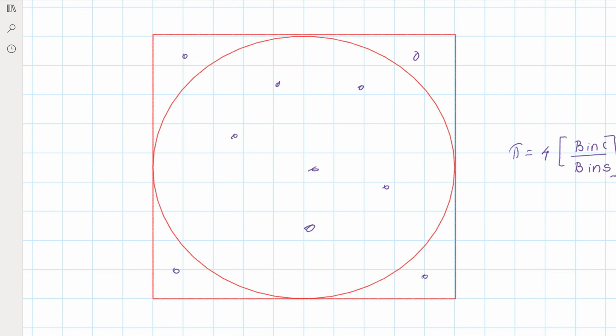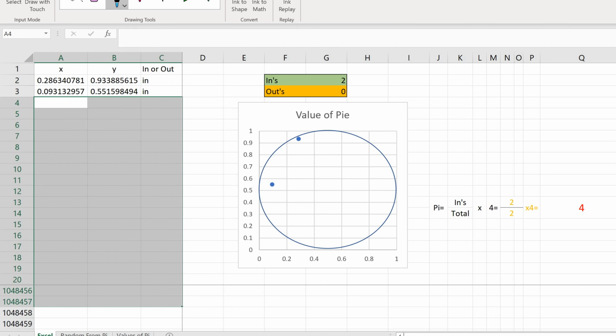Now today I'm going to show you how to do that bean experiment in Excel. It will be so much easier than throwing lots of beans and stuff, right? So let's look at this Excel here. I have set it up like this.